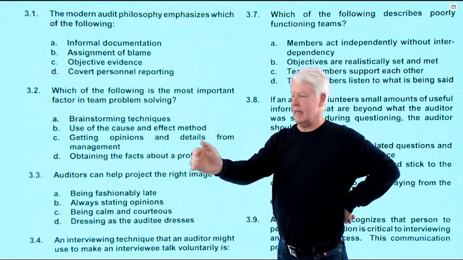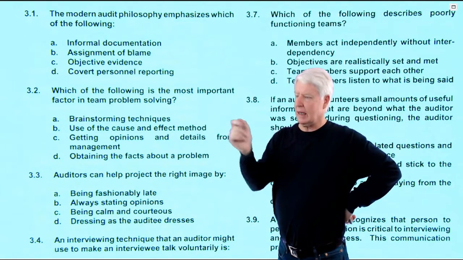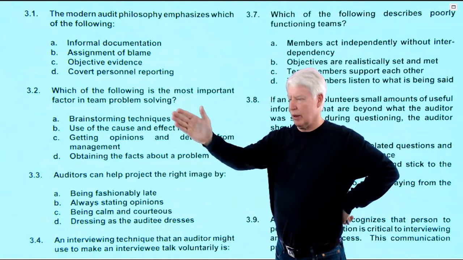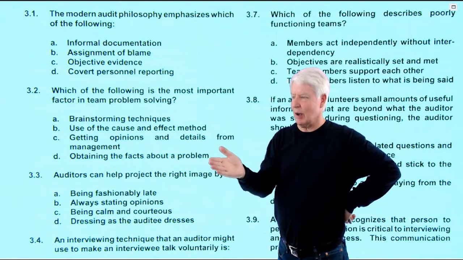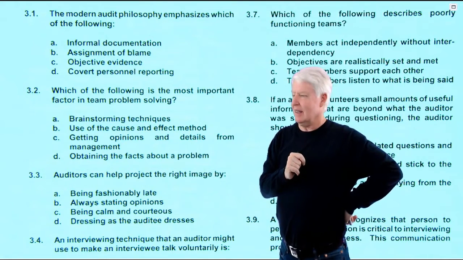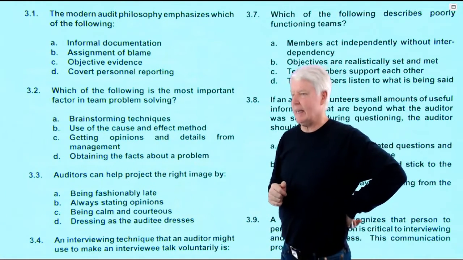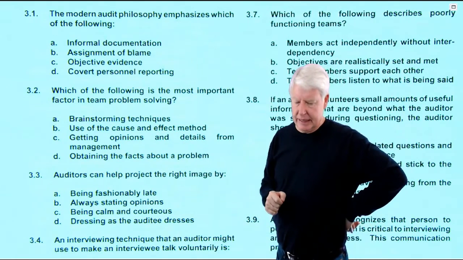So it comes down to either A or D, brainstorming or obtaining facts about a problem. Well, the objective of brainstorming is to get facts about a problem. So I'd say D is more encompassing, and that is the ultimate objective there, obtaining the facts. However you get those, we don't want to restrict ourselves in how we're going to get that. So it's going to be D. 3.2 is D. Yes, it is.